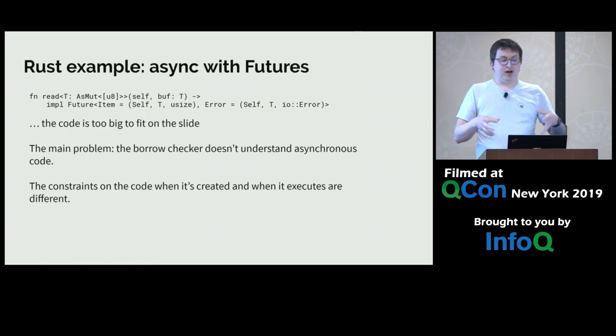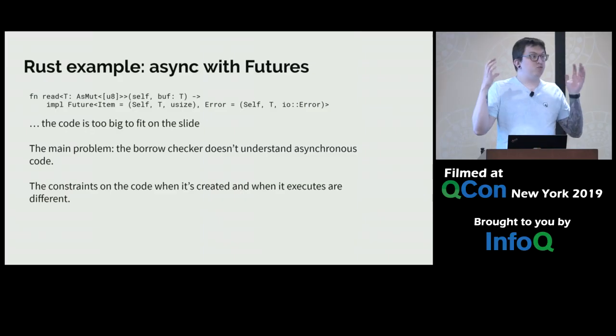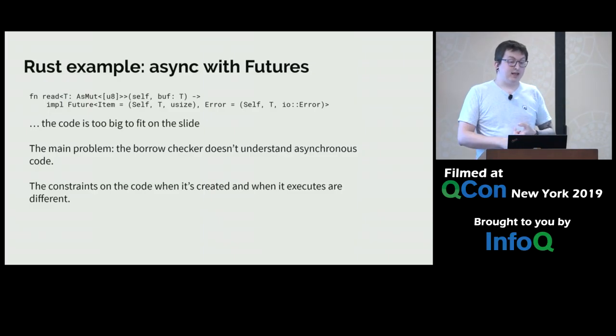And so the constraints on checking that all the memory works the right way are different when you make that future than when you actually hand it off to be executed. And that change is a thing that the compiler just has no idea how to handle whatsoever. And so this meant we needed to introduce more allocations, we needed to introduce more runtime checking for a thing that does not actually need it, but just to satisfy the compiler.